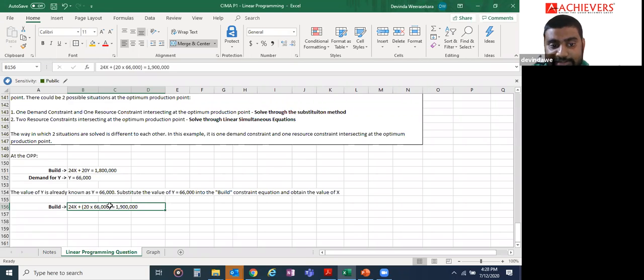Now enter this new equation that I have put here and see. First only enter the equation: 24x plus 20 into 66,000 equals 1.9 million. Don't press any shift calc, just enter it as it is. Open brackets, 24 multiplied by x. How do you put x? Press alpha and the close bracket sign. You have x. Now close bracket, plus again open bracket, 20 multiplied by 66,000, close bracket.